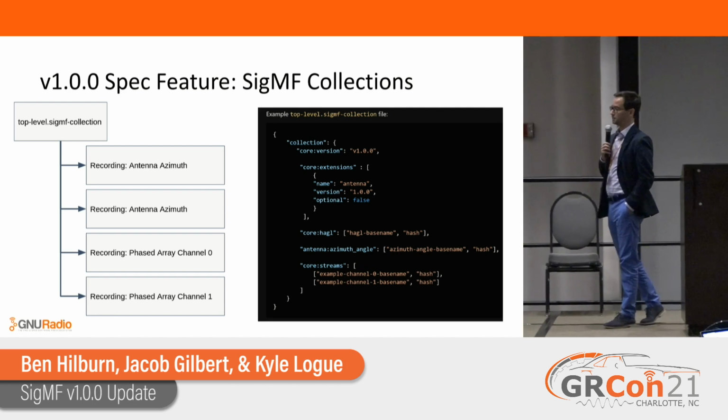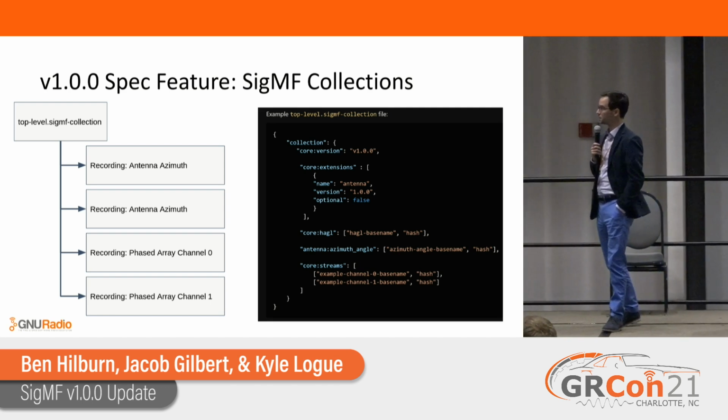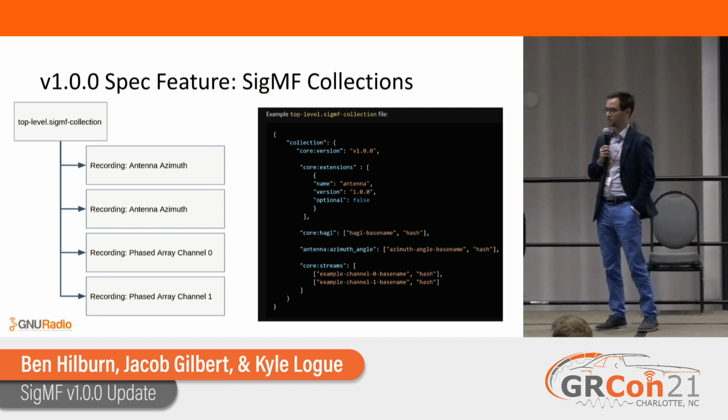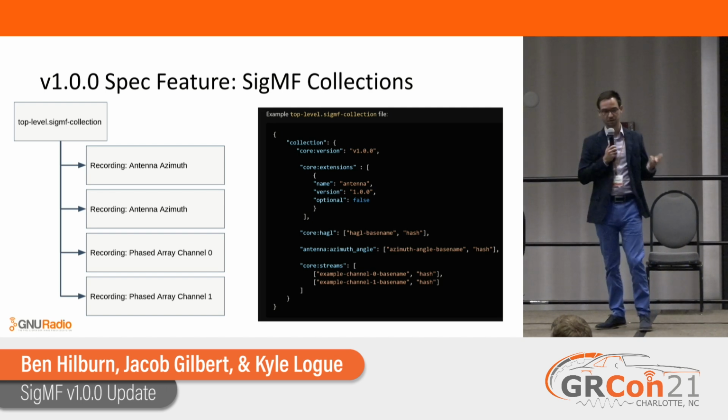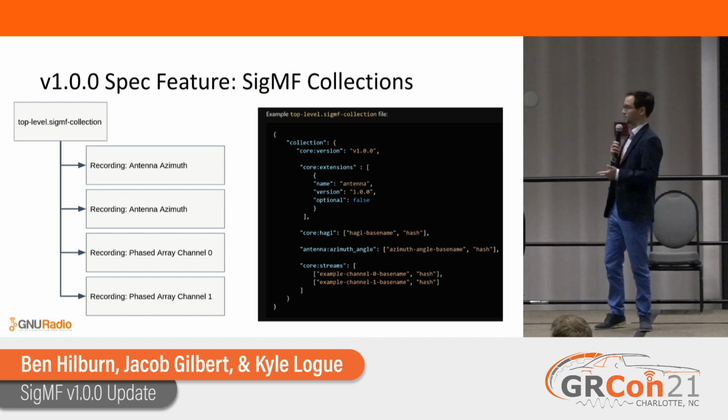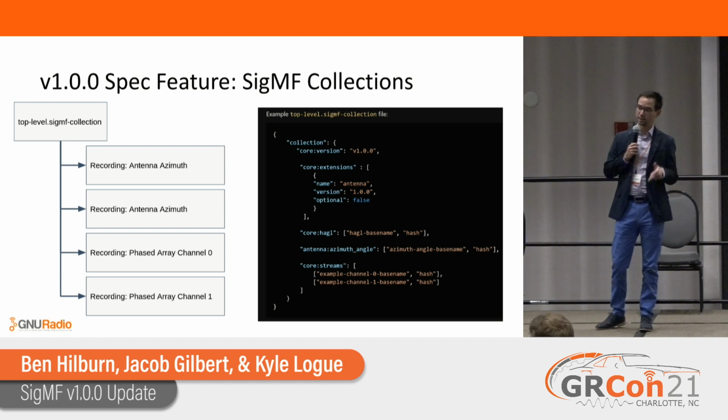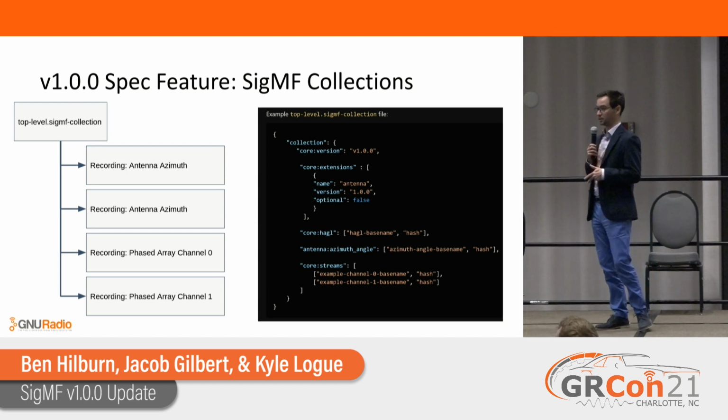One major item that's new is what we call collections. There's now a third file type in SigMF. It used to be just the dataset file and the metadata file. There is now a collections file. Collections describe relationships between SigMF recordings.